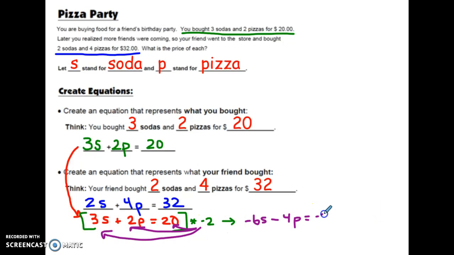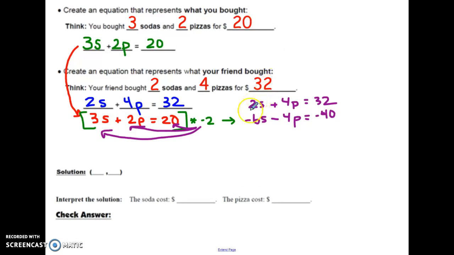Remember, we're trying to use the elimination method. Oops, that's a 40. Check this, negative 40, negative 4 p's, and negative 6 s's. So I'm just copying the top equation over from before. The top equation did not need modifying. And then I'm going to bring my screen down so we can talk about adding these together.